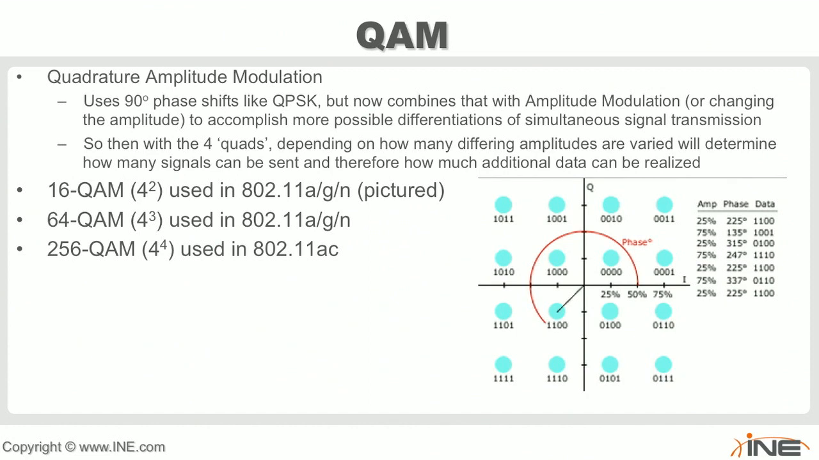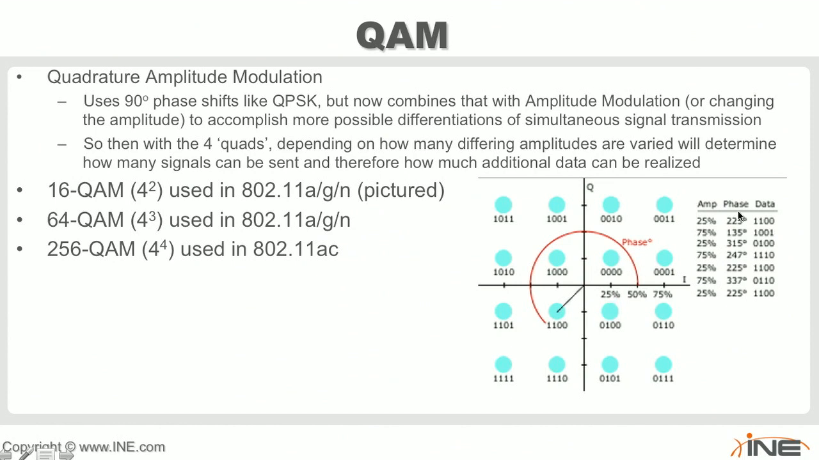Okay, we have 16 QAM, which is 4 to the second, so 4 times 4. This is used in 802.11a and g, which is what I actually have pictured here. Let's say I've got 25% amplitude. Okay, so I'm within the inner circle here. I only have a certain amount of power being applied. Actually, right now it's on the 50% line, but here's 25% of power being applied in a quadrature fashion. You can see my quad here.